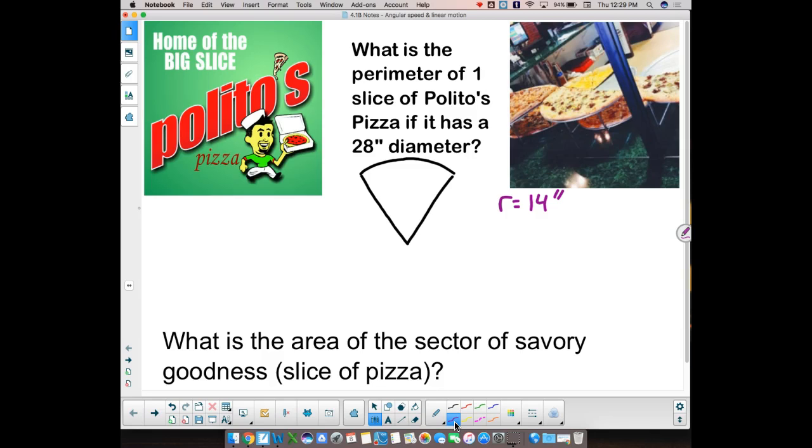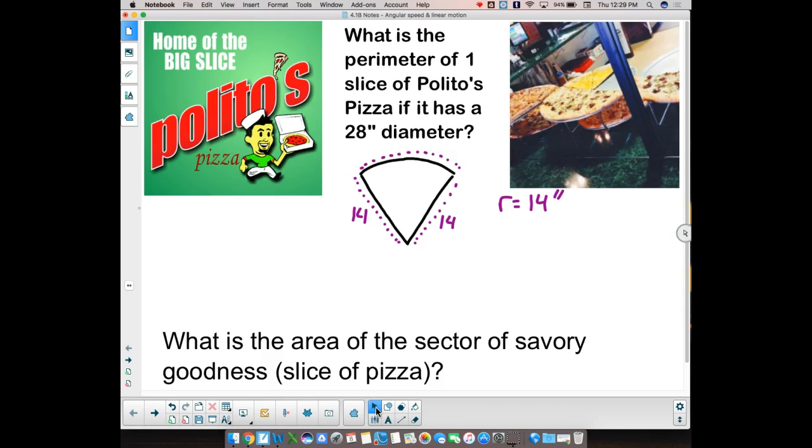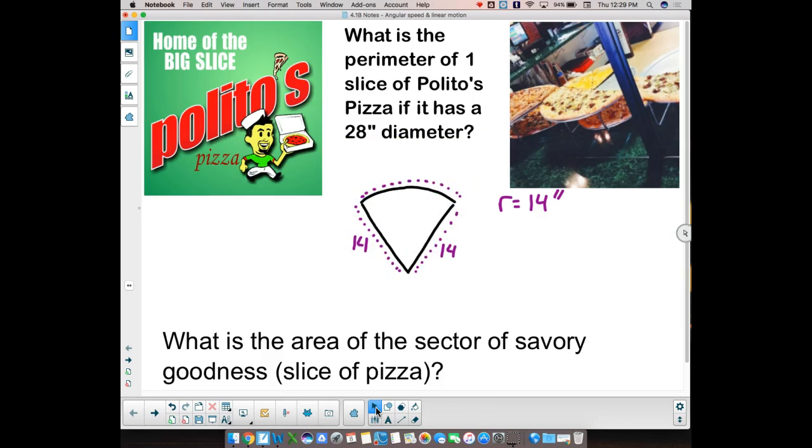So I've got to go this far. How far is that? That's a 14. I've got to go that far, right? Don't know that part yet. And I've got to come that far. How far is that one? 14 again. Okay? So we got two 14s, and then we got this part up here.